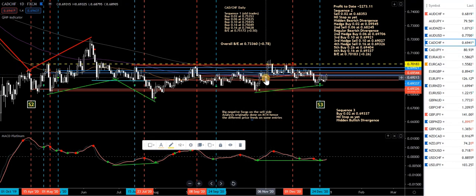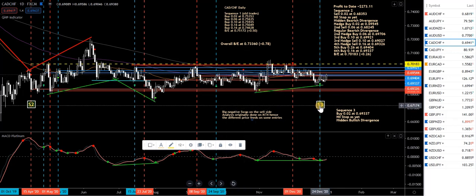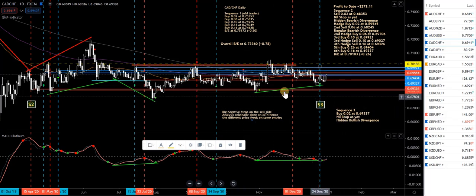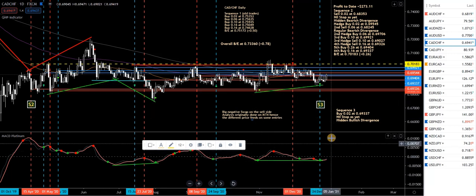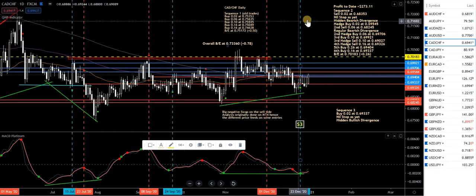Cad Swiss, two currencies I don't particularly like trading. Got to push up to here to get to this break even for sequence 2, just so I can get out of that. And sequence 3 is this buy here, and it was based on hidden bullish divergence, so no stop there. You can see it's there clearly. So it's the Cad Swiss. It's just meandering along, giving me grief, but no dramas.